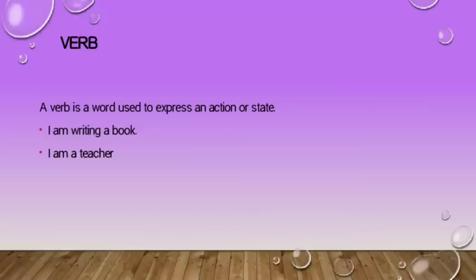Our third part of speech is a verb. Verbs are probably the most important words in the English language, and that is for two reasons. First, every sentence in English must have a verb. You cannot have a sentence without a verb in English. And the second reason is verbs have tenses.